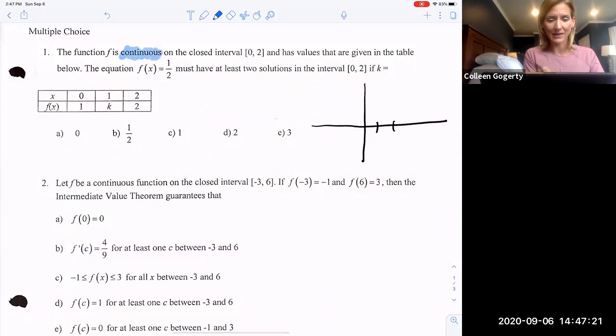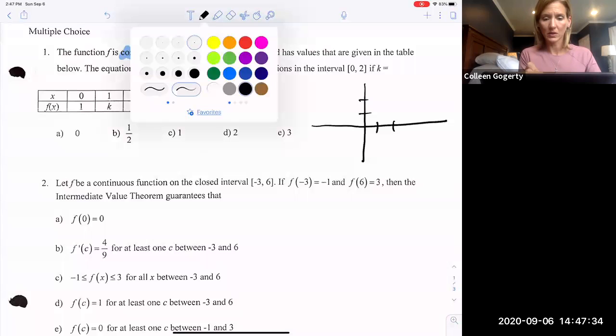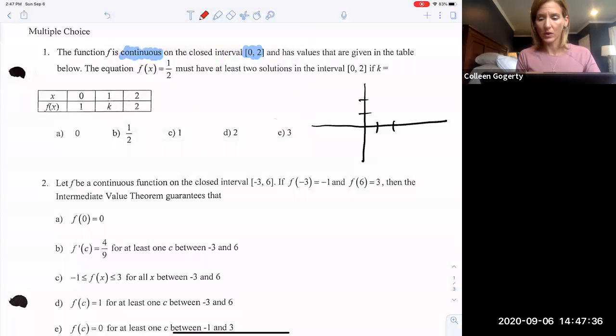function. Notice this again, that's really important, okay? And the values are given on this table. So I have a point at 0, 1 and at 2, 2. So let's see, 0, 1, 2, 2. This is all I know so far.